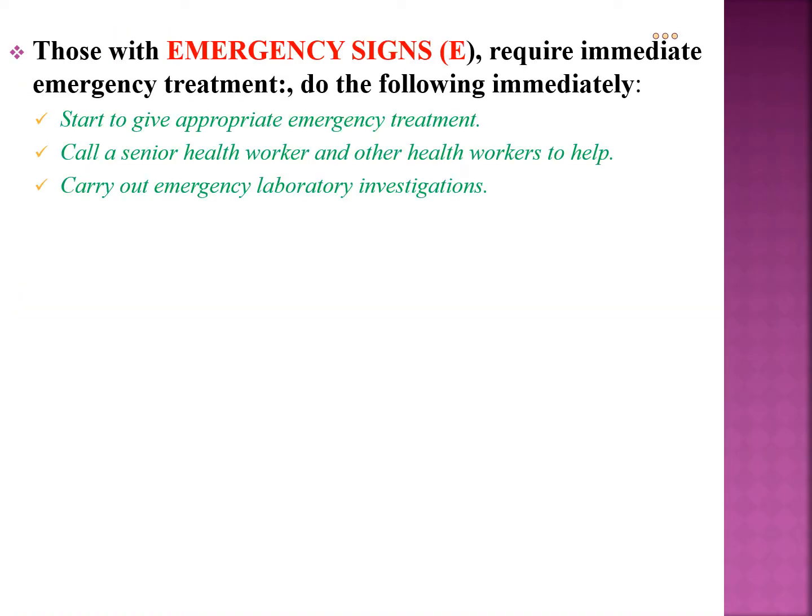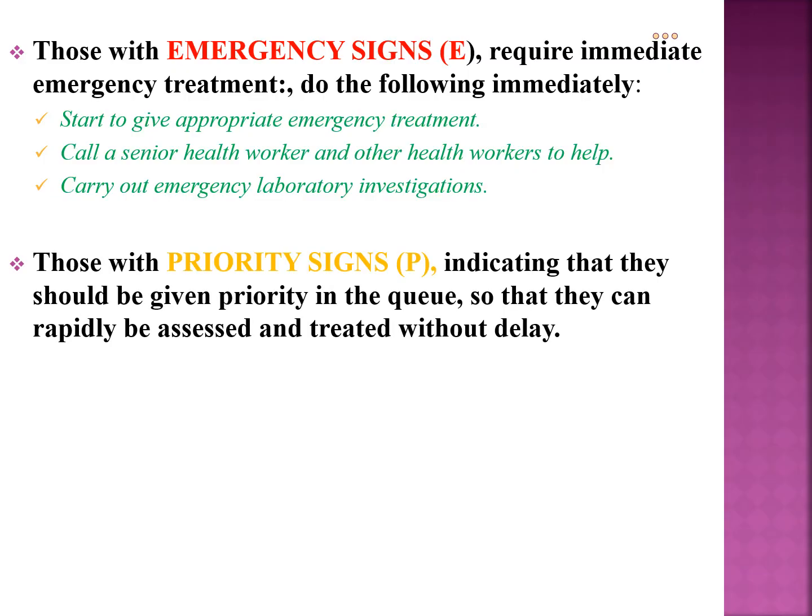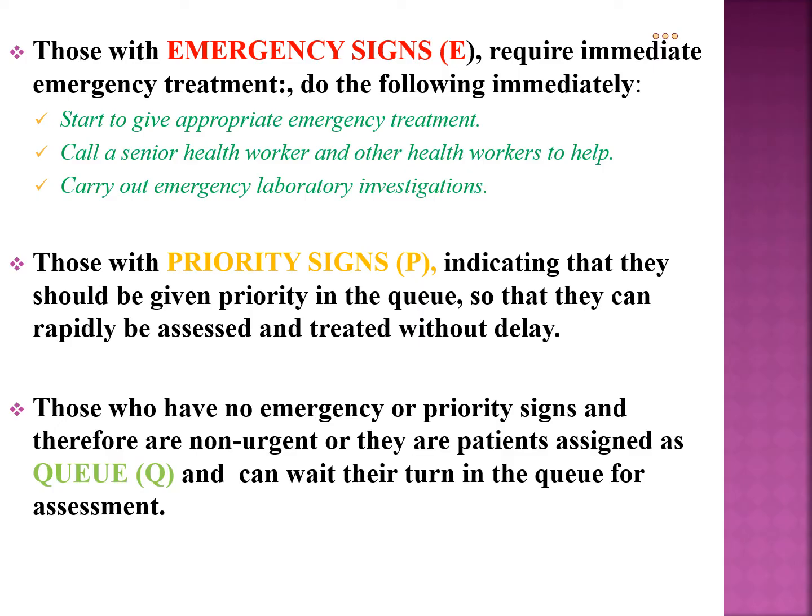Those with emergency signs require immediate emergency treatment, so do the following immediately. If there is an emergency sign, start to give appropriate emergency treatment. Call a senior health worker and other health workers to help, and carry out emergency laboratory investigations. Those with priority signs should be given priority in the queue so that they can rapidly be assessed and treated without delay. Those who have no emergency or priority signs are non-urgent, or queue patients, and can wait their turn in the queue for assessment.